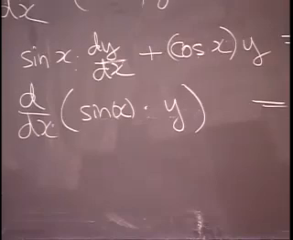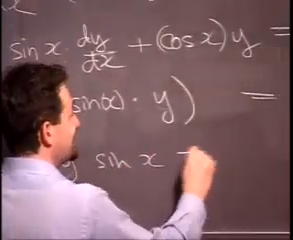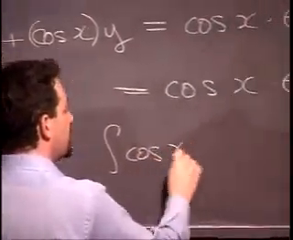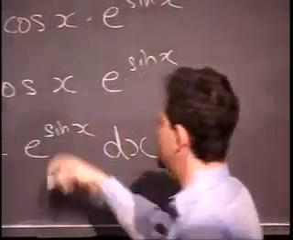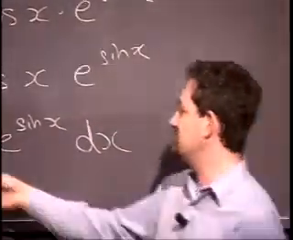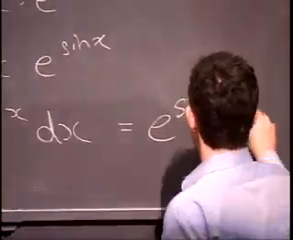Integrate both sides dx. You get y sine x is the integral of cosine x e to the sine x. And that's pretty easy. You just substitute for sine x. The derivative is cosine x. So this is just going to be e to the sine x plus c.